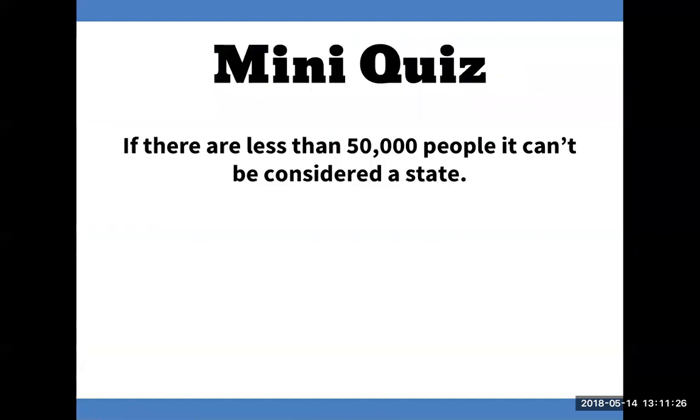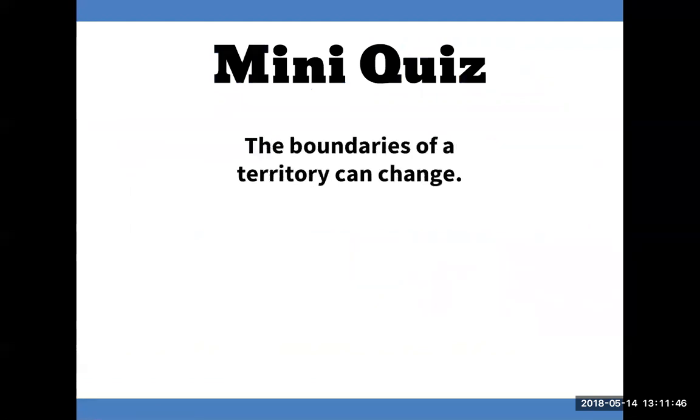Let's take a mini quiz, kiddos, and see what you've learned. If there are less than 50,000 people, it can't be considered a state. Yes or no? No. Monaco has less than 40,000 people. Size doesn't matter. The boundaries of a territory can change. Yes or no? The answer is yes. Think about the 3 ways that boundaries can change.